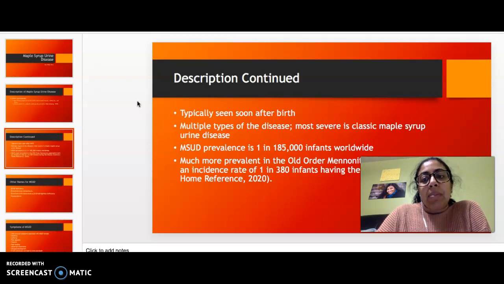There are actually multiple types of this disease, but the most severe and the most common type that is seen is the classic maple syrup urine disease. The prevalence, though, is 1 in 185,000 infants worldwide, so it's really not as common as one would think, although it is much more prevalent in the Old Order Mennonite population. They have an incidence rate of 1 in 380 infants having the disease.